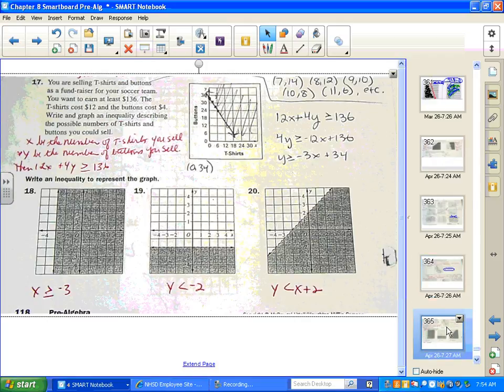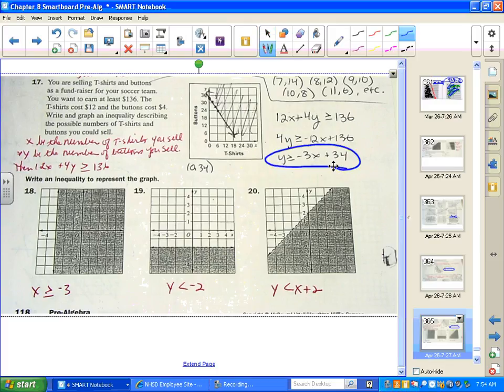17, same idea. Your equation should be 12x plus 4y greater than or equal to 136. Same kind of setup. And then if you put it into y equals form to graph, you should have y is greater than or equal to negative 3x plus 34. And then you're coloring above. They don't ask you for ordered pairs on this one, but there's a bunch of them you could put. Or do they? Wait, describing the box? No, they don't ask you.